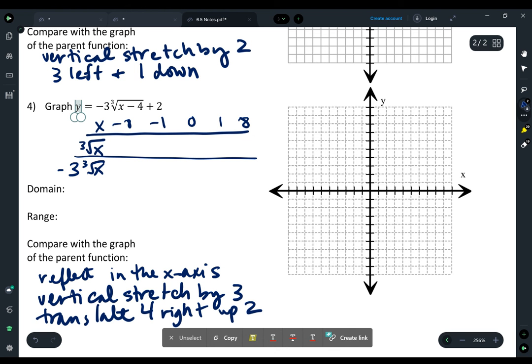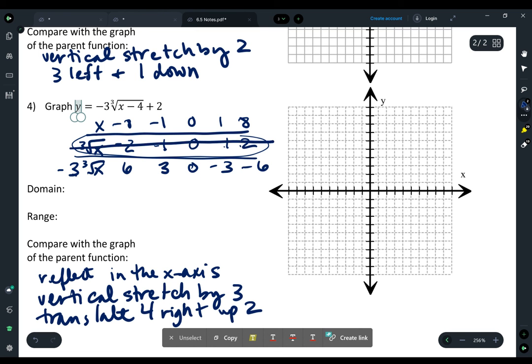So cube root of -8 is -2. This is a -1, 0, 1, 2. And then I really want to take these cube roots and multiply by -3, right? I'm always changing my y values. So my x is going to be the same, but I want to multiply my y's by -3. So I'm going to look in this middle row and multiply all those y's by -3. So -3 times -2 is a +6. -3 times -1 is a +3. -3 times 0 is 0. -3 times 1, -3. -3 times 2, -6.